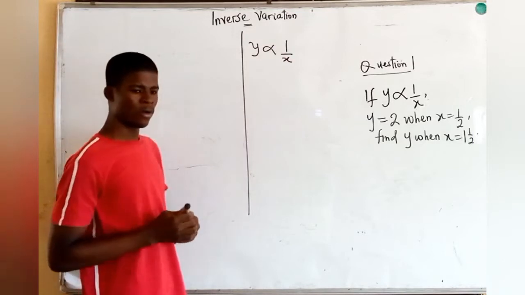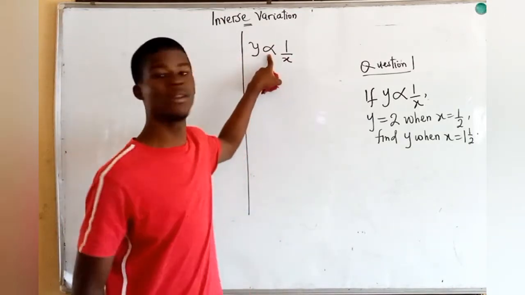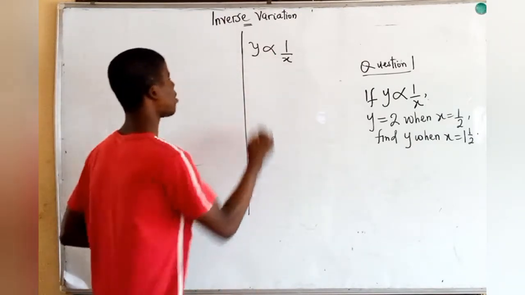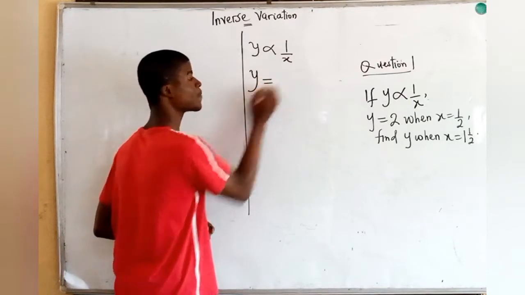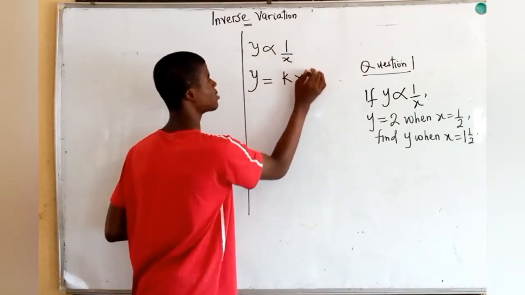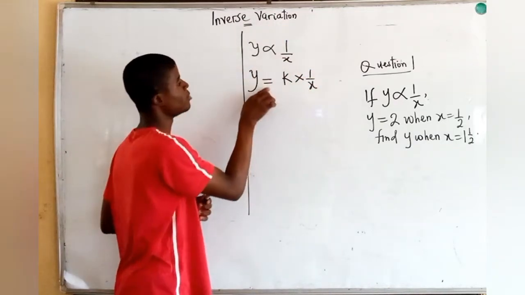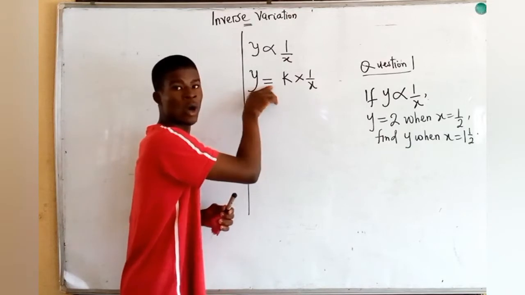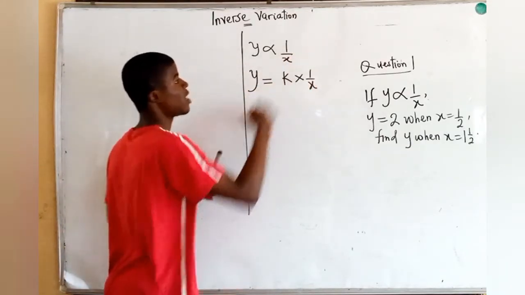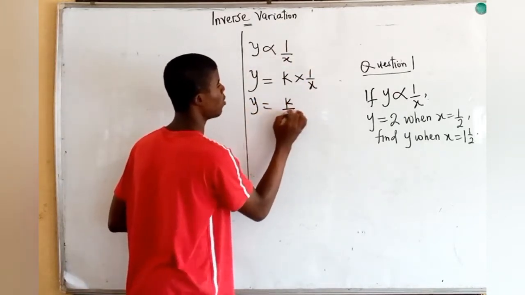X. Now recall, I can't actually deal with this proportionality sign, so I have to eliminate it. I will introduce 2 things. I will first of all introduce my equal to, and a constant to multiply this term. So I will remove this proportionality sign by introducing an equal to and a constant to multiply the right hand side. So I have y is equal to k times 1, which is k over what?